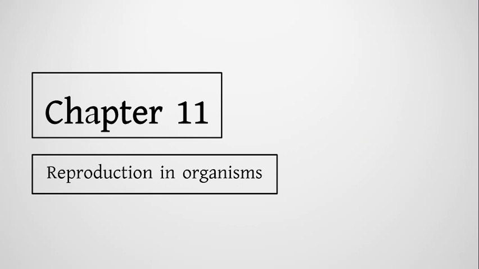Welcome everyone to the class of biology. Today the class will be on chapter 11, Reproduction in Organisms. Today is the second part of it, and in the previous first class of this chapter we have discussed types of plants based on the presence of male gametophyte and female gametophyte on the same plant. We have considered three types of plants.